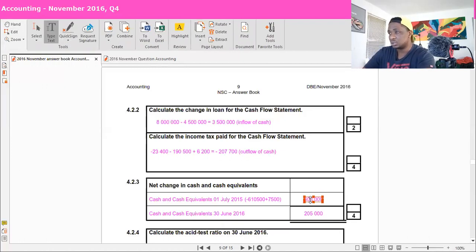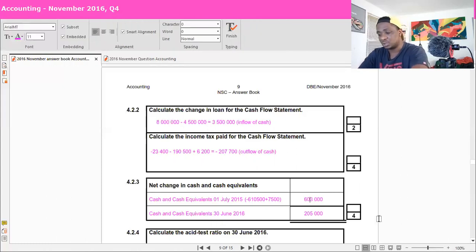Let's just make sure that you edit this one out and make sure that it's negative, because a bank overdraft is negative. So our overdraft is bigger than what is sitting in our cash and cash equivalents. And then after that, the net change would be, obviously, if you are adding from the top down, net change plus cash and cash equivalents at the beginning of the year, and then you'd get the 205,000. If you want to get the cash and cash equivalents at the end of the year, you'd have to say 205,000 plus 603,000.